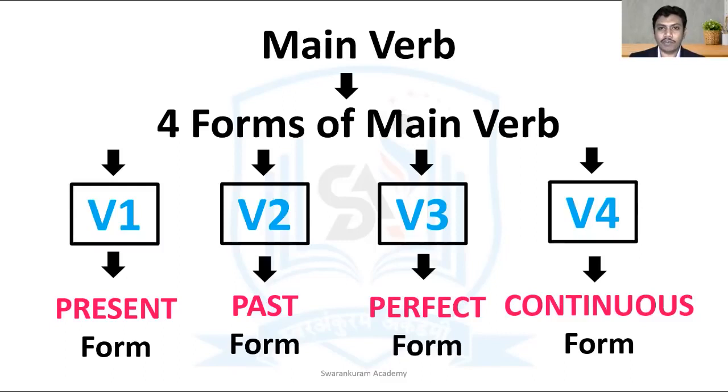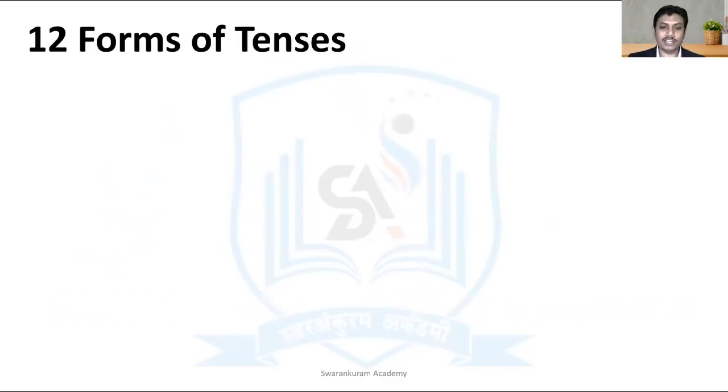I have mentioned the names perfect and continuous so that it will be easier for you to understand. In terms of grammatical language, V3 is called past participle and V4 is called present participle. Okay, V4 is also called gerund in English. So no need to go too deep into English grammar. It's a very simple concept. Just keep it in this particular way. Okay, now there is a main verb in English. There are 4 forms of the main verb: V1 is present form, V2 is past form, V3 is perfect, V4 is continuous form. So easy to understand.